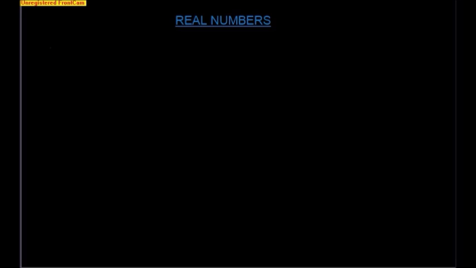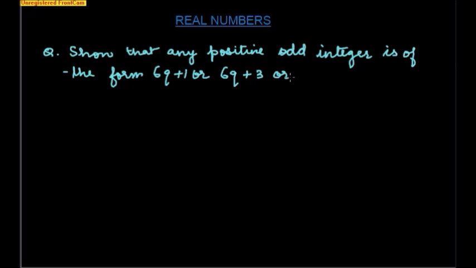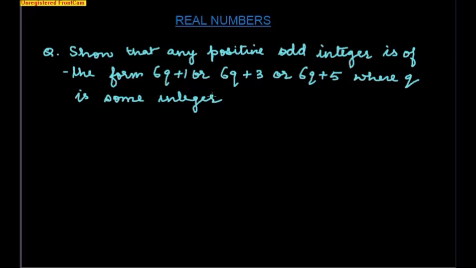Now let me take another application of Euclid's division lemma. I write down a question, which says, show that any positive odd integer is of the form 6q plus 1 or 6q plus 3 or 6q plus 5, where q is some integer. Now how do we solve this?